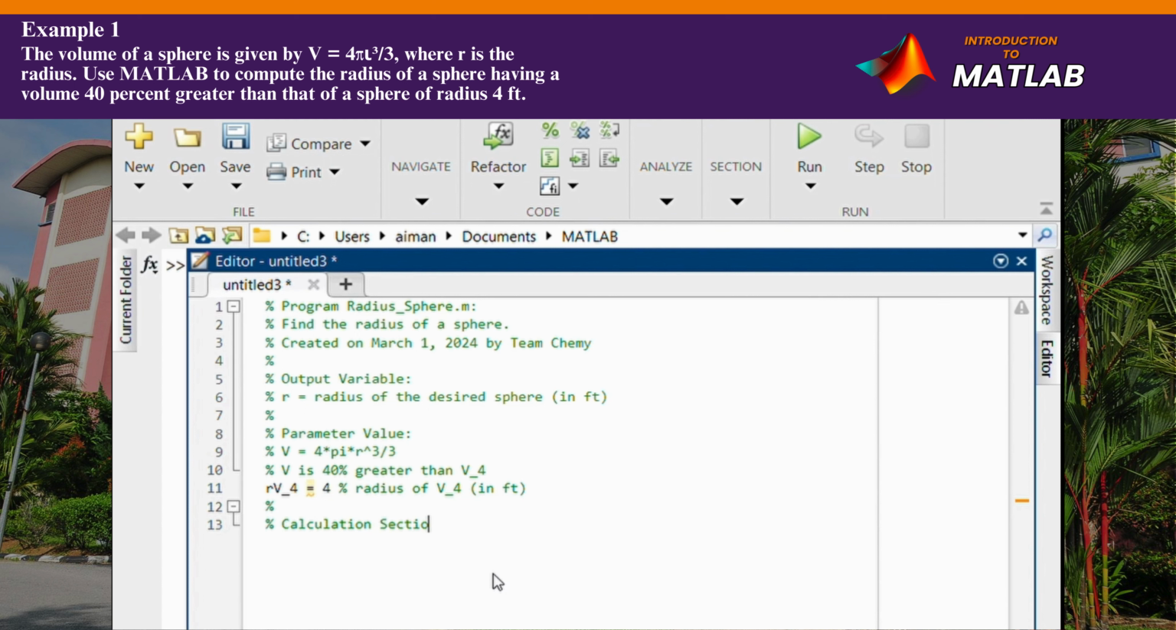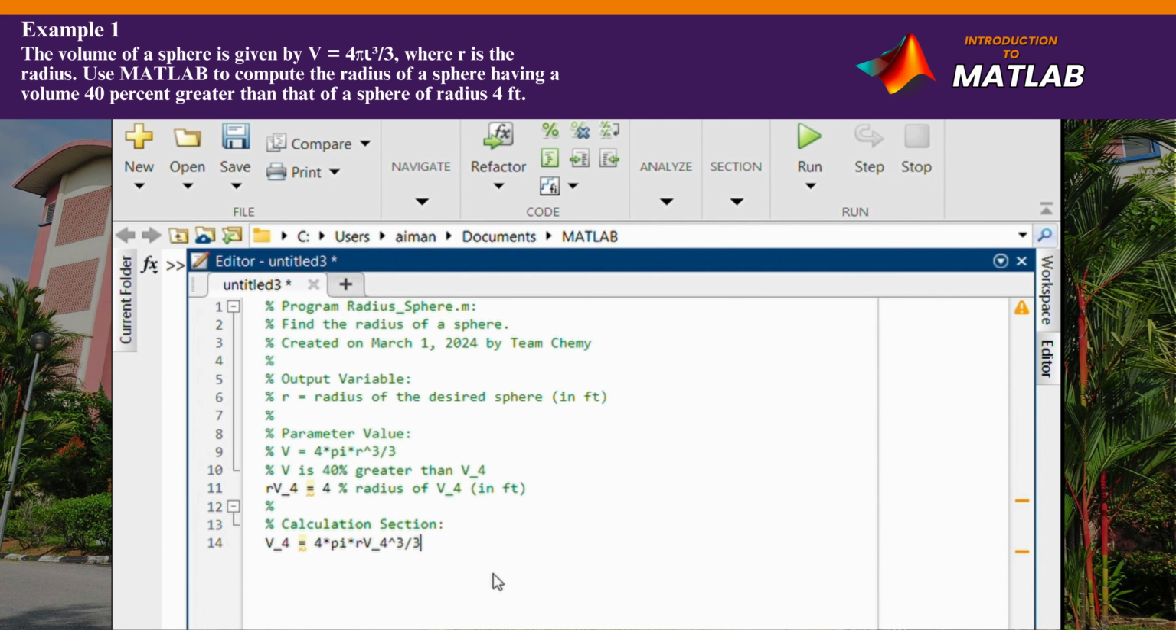Now let's move to the calculation section. Remember that we don't have the input section in this case. So, in the calculation section, we put the ways to calculate the problem. In this case, we need to find V_4 first. Thus, V_4 is equal to the volume equation just now, but replace the r with R_V_4.